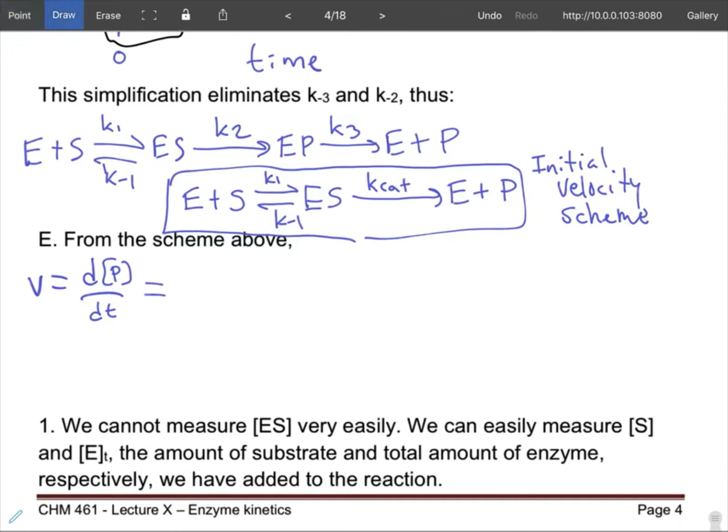So the rate law for this is going to be kcat times the concentration of the enzyme substrate complex.